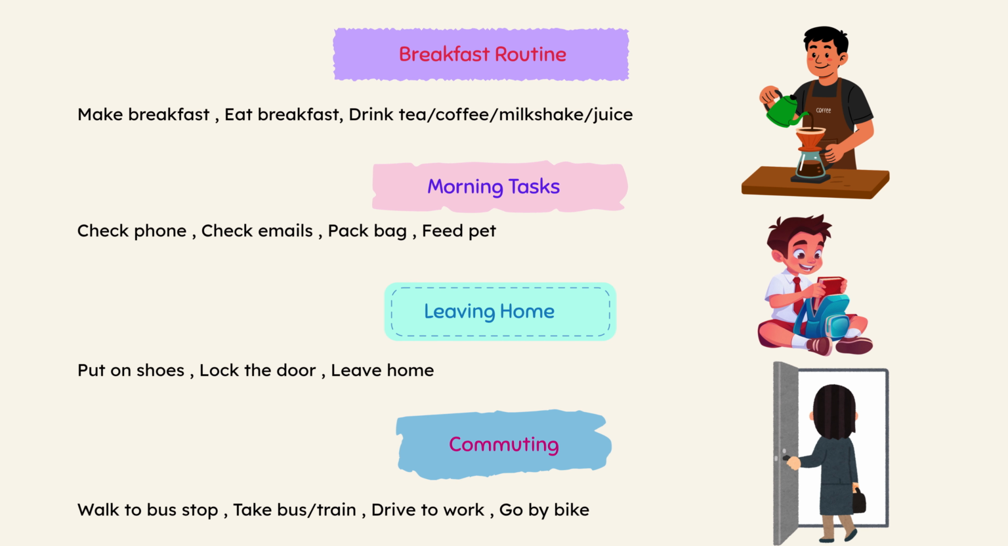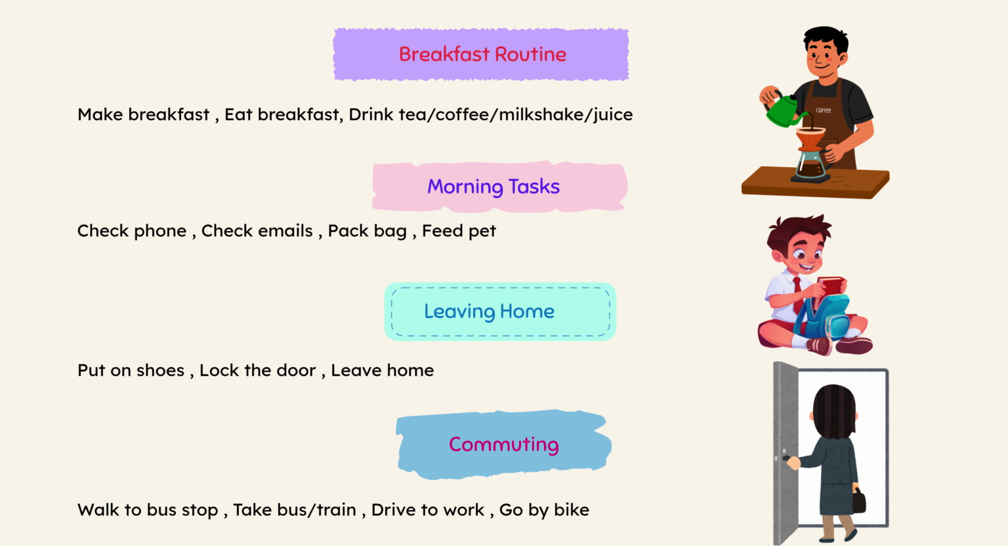Now, let's continue with the next part of your morning routine. First, the breakfast routine. You can say, make breakfast, eat breakfast, and drink tea, coffee, milkshake, or juice. For example, I make breakfast and drink coffee. Next, morning tasks. These include checking your phone, checking emails, packing your bag, and feeding your pet. These are small but important activities before leaving home.